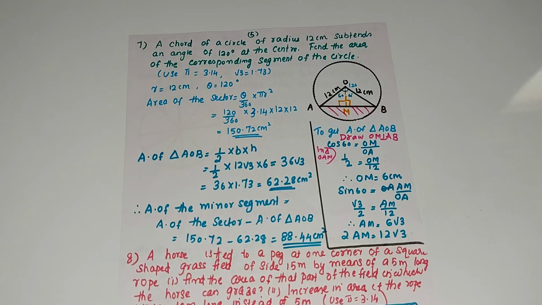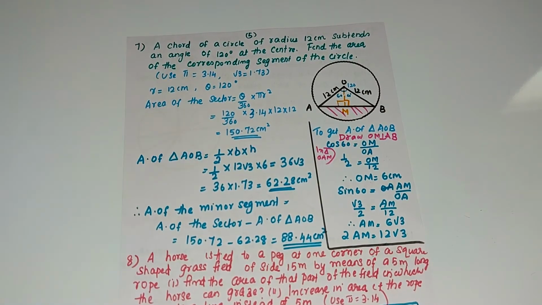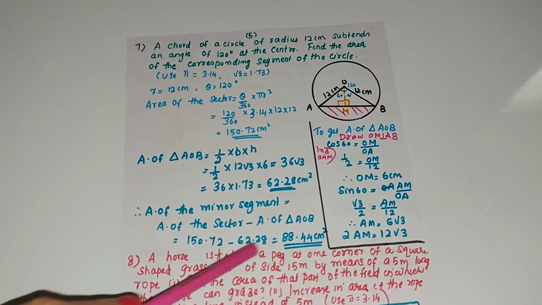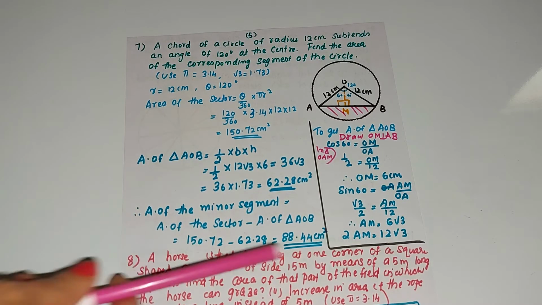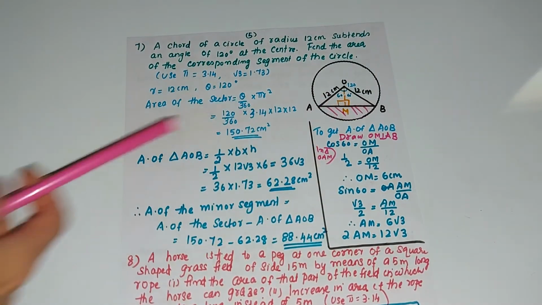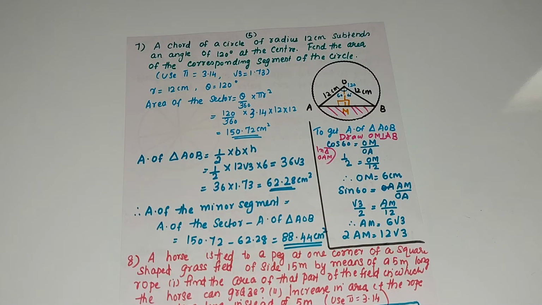To get the area of the minor segment, you subtract the area of the triangle from the area of the minor sector. When you subtract, we will get 88.44 centimeter square. So this is the area of this part, that means the area of the minor segment.